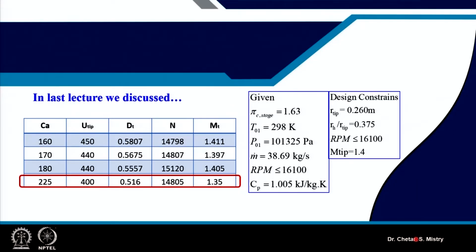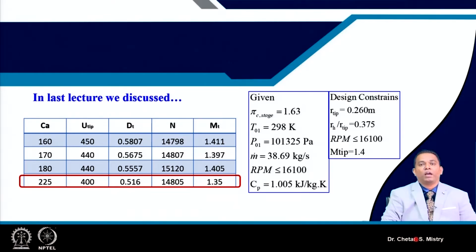So, continuing with the design discussion, we were discussing the design using constant hub diameter configuration for the flow track. We have our axial velocity to be 225 meter per second, peripheral speed to be 400 meter per second, and we are having certain constraints that we have discussed: tip diameter to be 0.260, hub to tip ratio at the entry to be 0.375, and our speed that should not exceed 16,100.